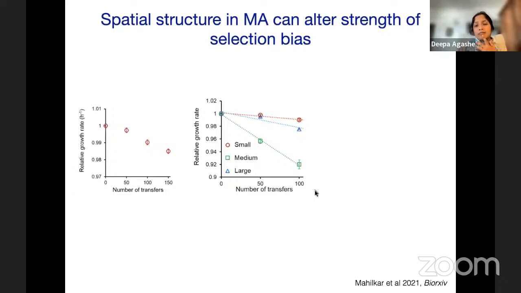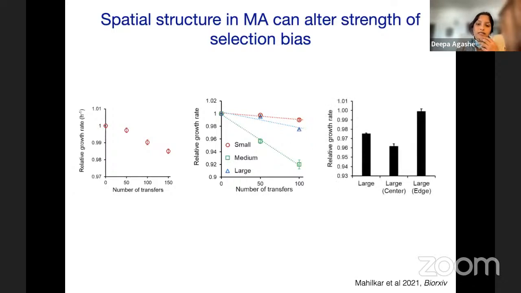So what they're saying is, as the number of transfers increases during the MA populations, if you're only selecting small colonies, they are less likely to show drops in fitness because there are fewer generations in which the selection bias can take hold, right? And you see bigger drops in fitness as your colony size increases.